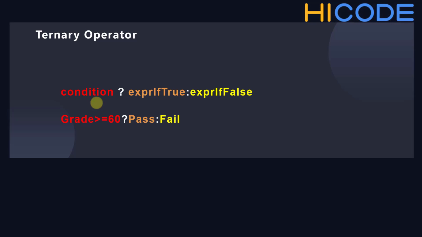Take the pass or fail example. The two if widgets can be reduced to a single line like this. So first determine whether the grade is greater than or equal to 60, and if yes, set pass, and if not, set fail. Let's go to the editor and try this out.